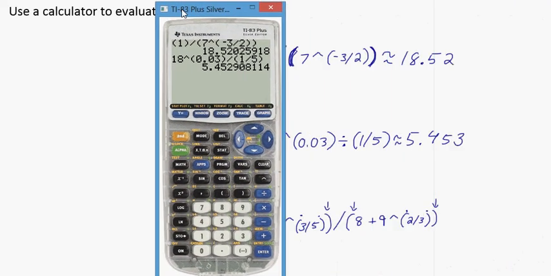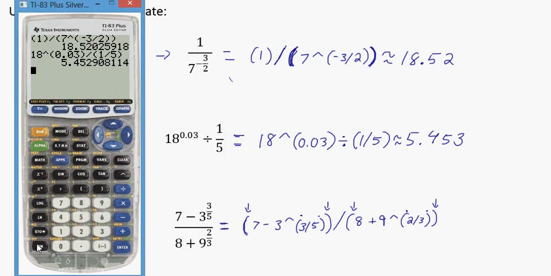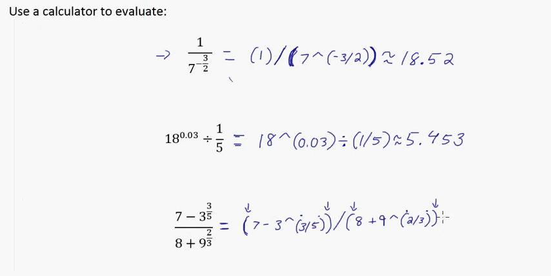So according to what I wrote for the calculator steps, this should be open parentheses 7 minus 3 raised to the 3/5, close parentheses, close parentheses. Remember, these parentheses right here close off my numerator. Divided by, open parentheses for the denominator, 8 plus 9 raised to the 2/3. And then I close off the parentheses for my denominator. This set of parentheses goes with this set of parentheses. Okay, and the calculator tells me this is approximately equal to 0.411.